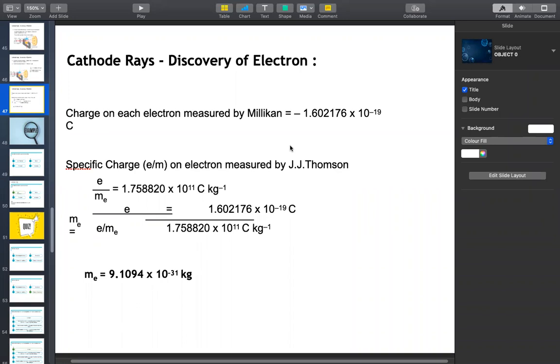Now, charge on each electron measured by Millikan. Today we will see the Millikan oil drop experiment in a few minutes, or maybe in the second half of the class. There we will see how we calculated the charge. But once we calculated the charge using the Millikan oil drop experiment, can you calculate the mass of electron also? Yes or no?